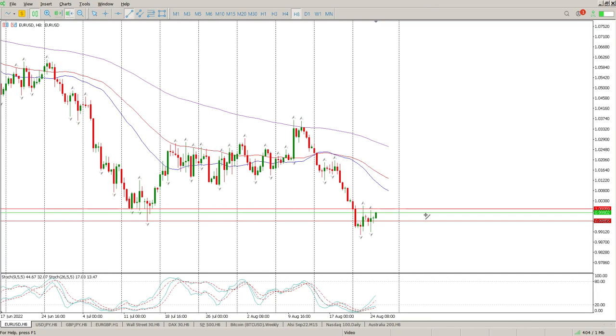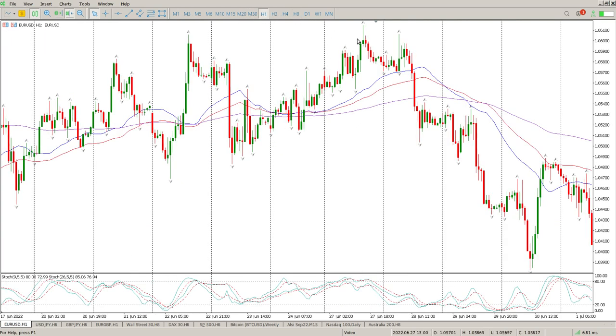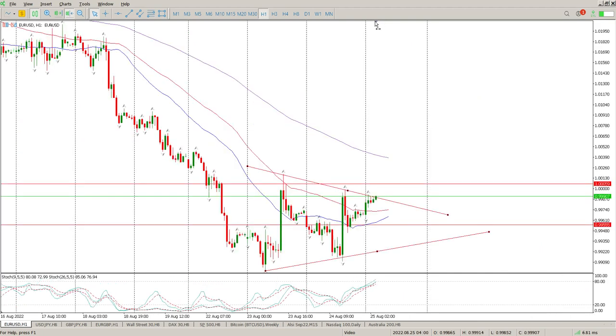Starting off with Euro USD, we are in a pretty clear holding pattern here. So there is your triangle. Oscillators are grouped to the downside, but we've had a strong move down. Normally you're looking for a break to the downside, continuation of the downtrend. But we do have the politicians busy with their Jackson Hole conference starting today, so I would be sitting on the sides waiting for that noise to get out of the way.